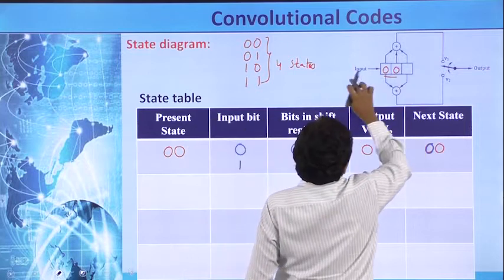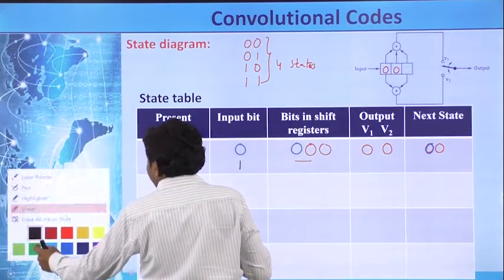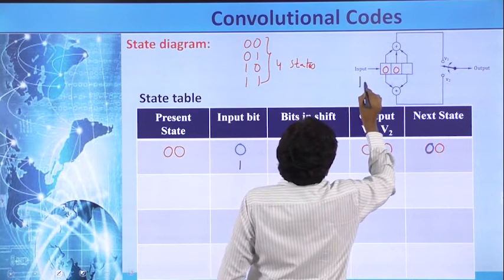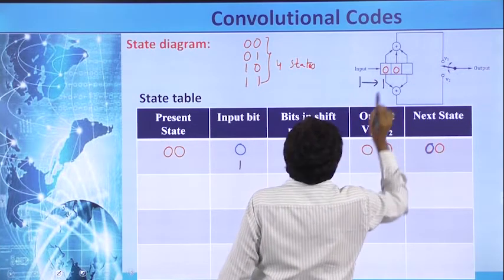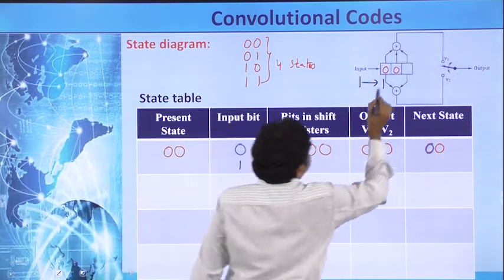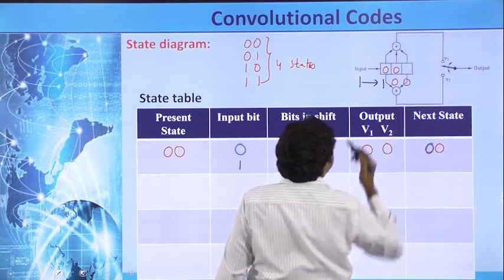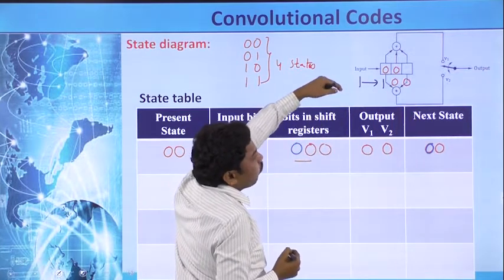The bits in shift register are 0 0. I am applying input is 1. That indicates this 1 comes to here. So 0 comes to here. This 0 comes to here. Right? So the bits in shift register are 1 0 0.